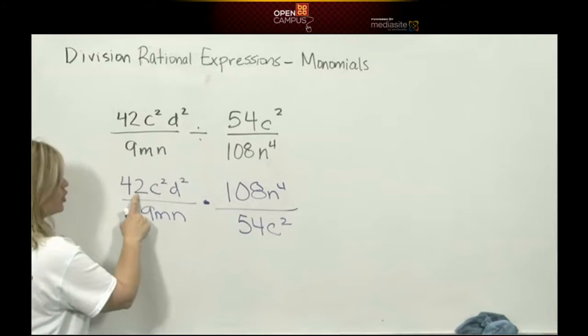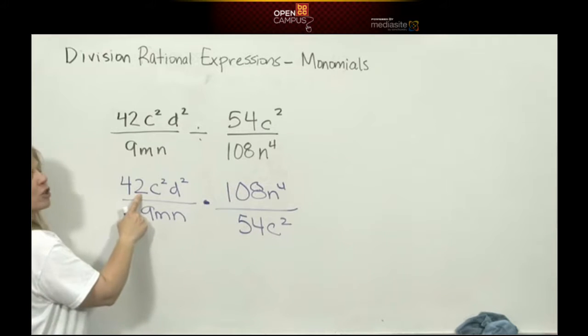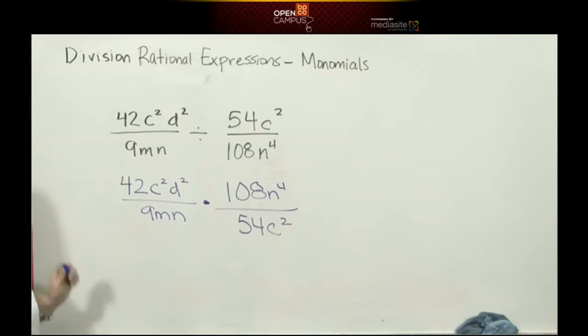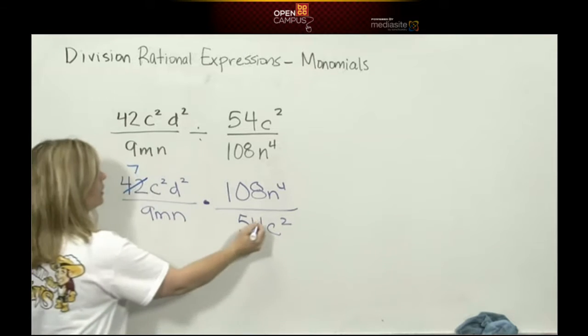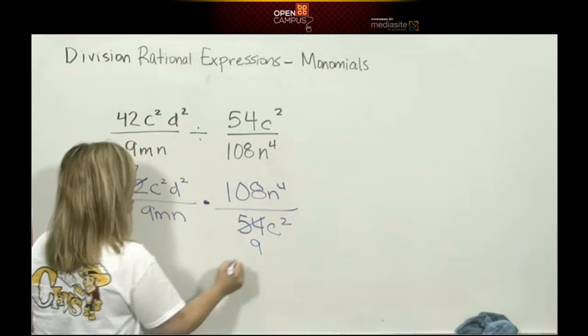All right, I got a 42. Well, I know 42 and 54 are both on the 6 times tables, so they each have a greatest common factor of 6. So 42 divided by 6 is 7. 54 divided by 6 is 9.